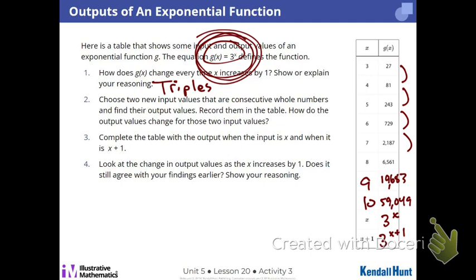Everybody sees that the 3 to the x and then the 3 to the x plus 1 just means this point and then the next point? Okay. So we complete this table. Now let's see if this still works.